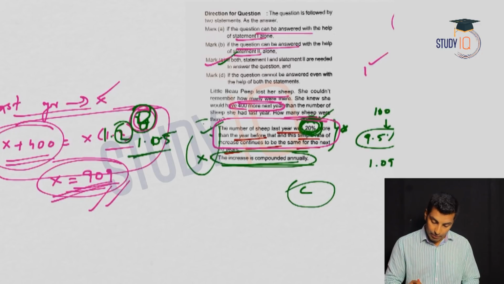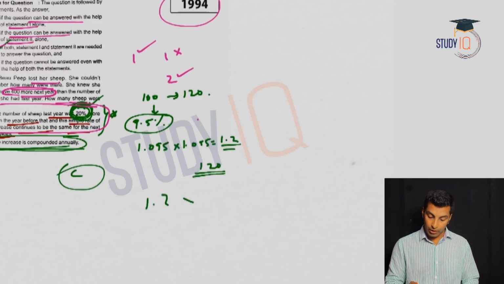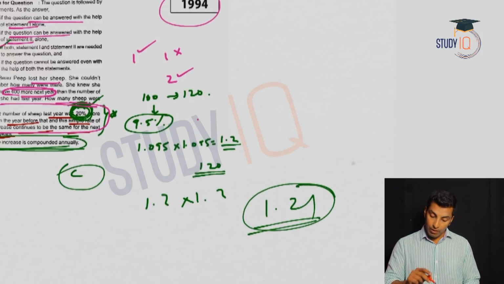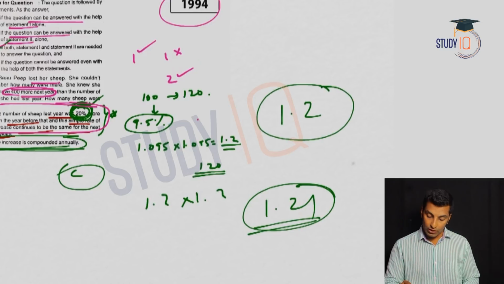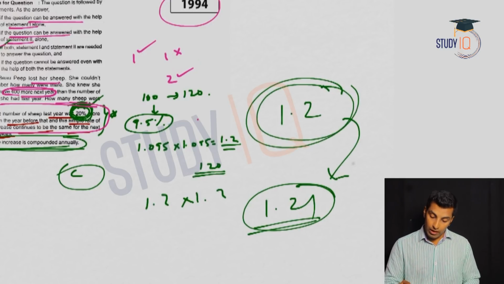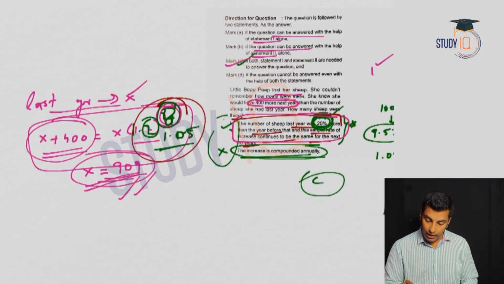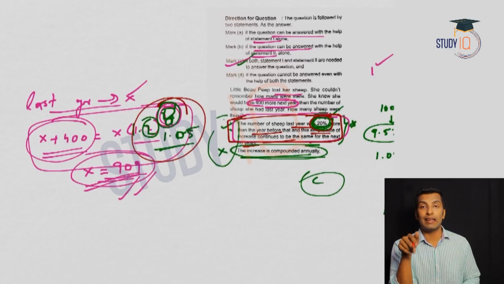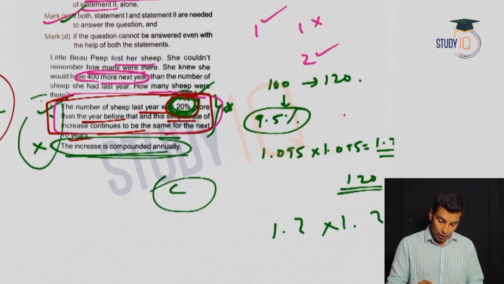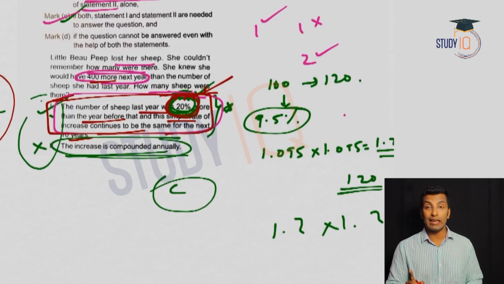Earlier I made a mistake by saying 1.2 into 1.2. No, 1.1 into 1.1 is actually 1.21. If it is compounded yearly, 1.2. If it is in 6 months, it is 1.21. I made a mistake by saying 1.44. I hope you understood. That's how you'll solve this question. Slightly tricky. You may think that you will get the answer easily by seeing this 20% and this 400, but the only problem is you don't know whether this 20% is yearly or quarterly or 6 months. Hope it is clear now.